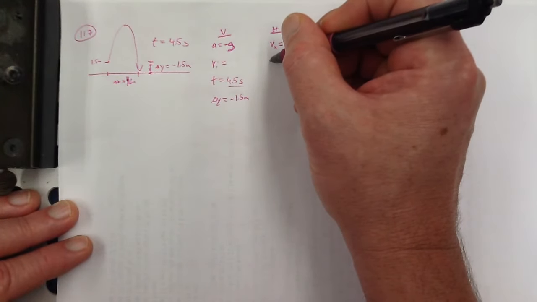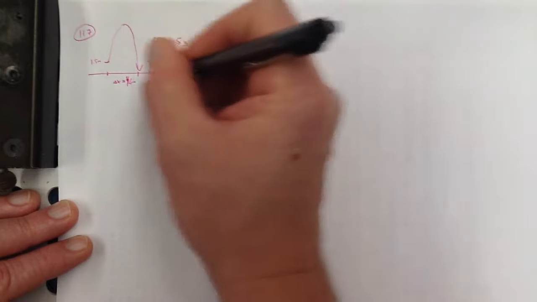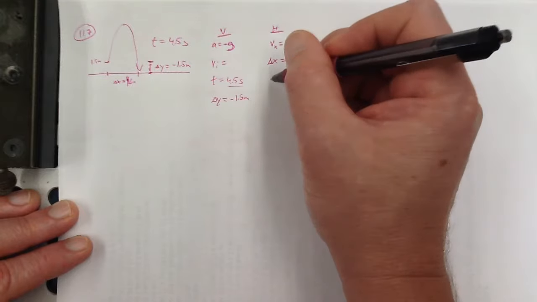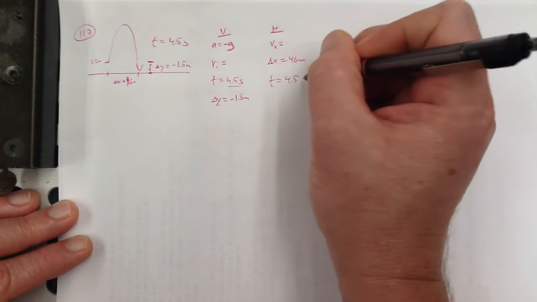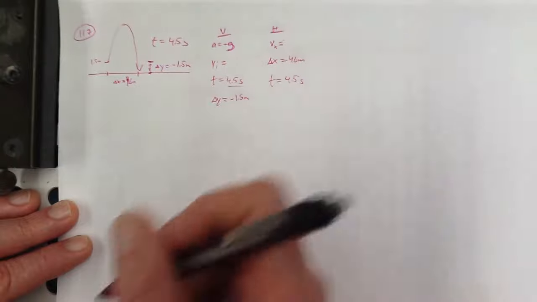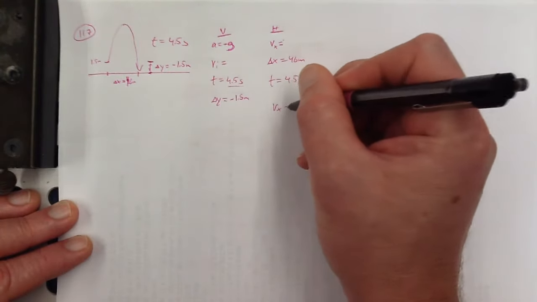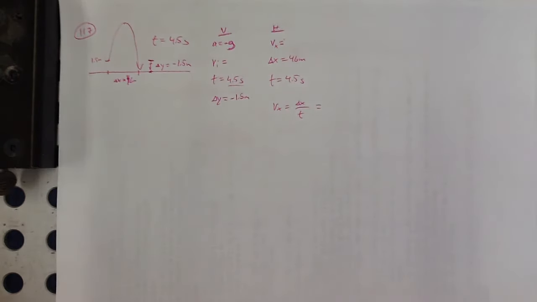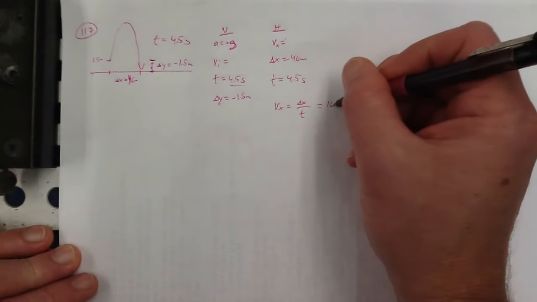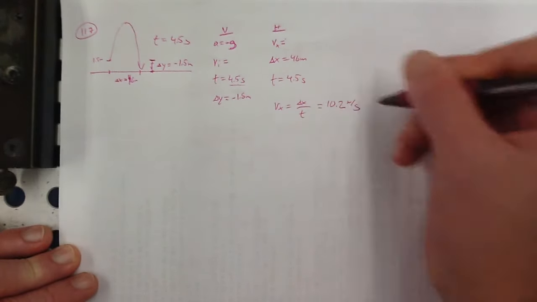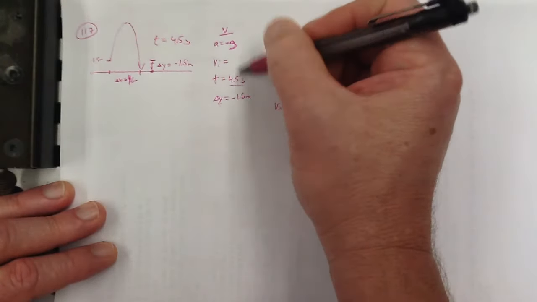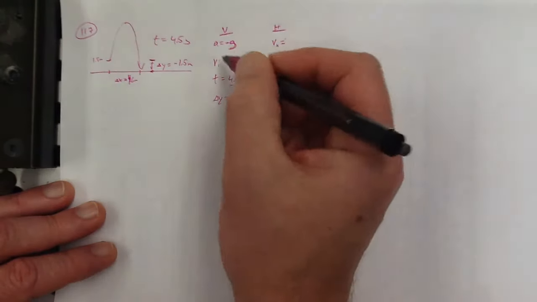The delta x is 46 meters, and the time is 4.5 seconds. So I think we're good here to find what that Vx is. Vx is equal to delta x over t when you have constant velocity. So 46 over 4.5, that's about 10.2 meters per second. And then here, I think we've got three things there, so I can find my Vi.